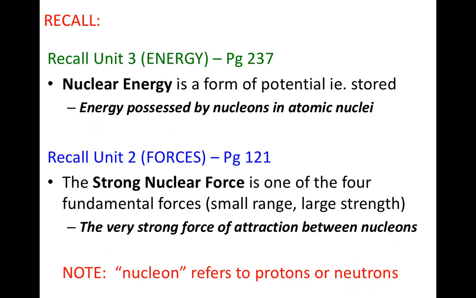So where have we seen nuclear before? In Unit 3, we talked about nuclear energy being a form of potential or stored energy. It's energy possessed by nucleons in the atomic nucleus. We haven't used the word nucleon in previous units, but nucleon refers to protons or neutrons. So the subatomic particles that are in the nucleus are called nucleons.